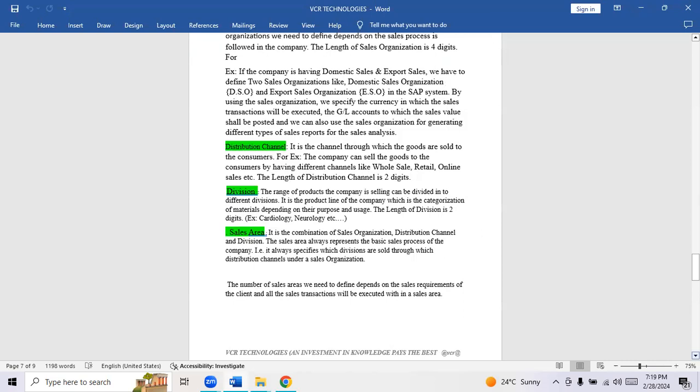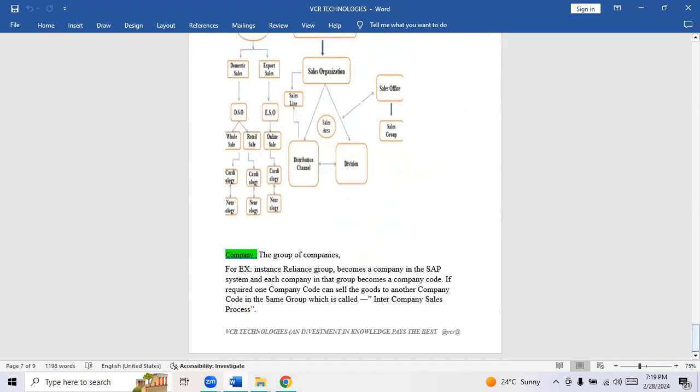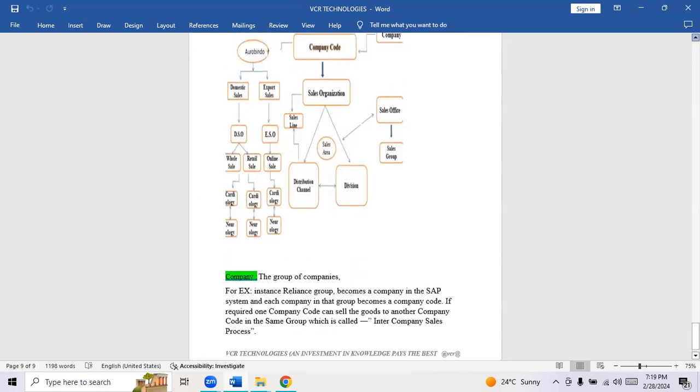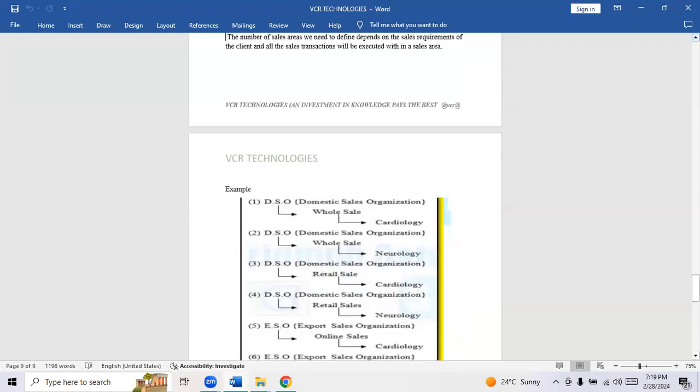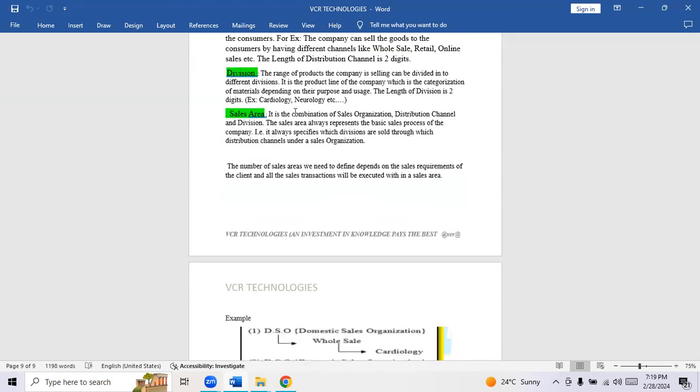Next, coming to the next organizational element, the sales area. What is the sales area? Sales area is the combination of sales organization, distribution channel, and division. Sales area always represents the basic sales process of the company. It always specifies which divisions are sold through which distribution channels under the sales organization.